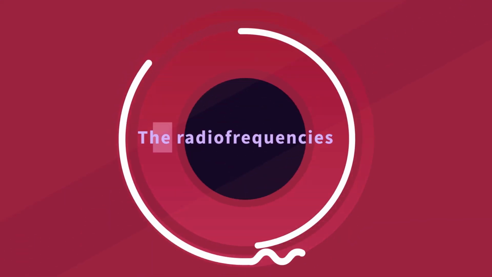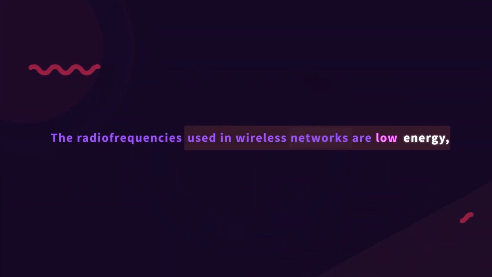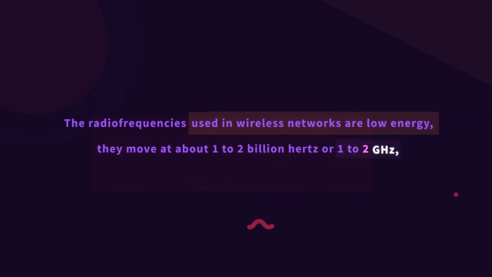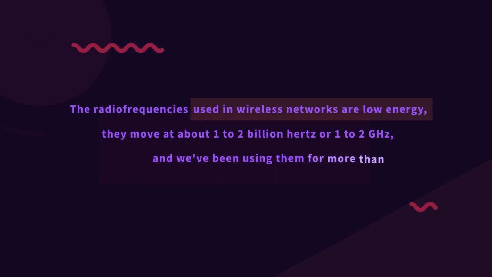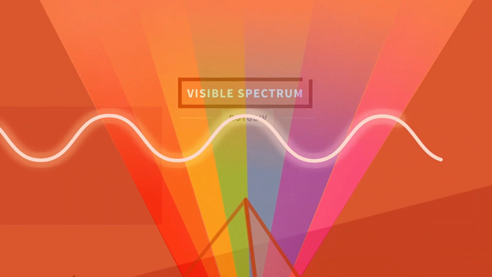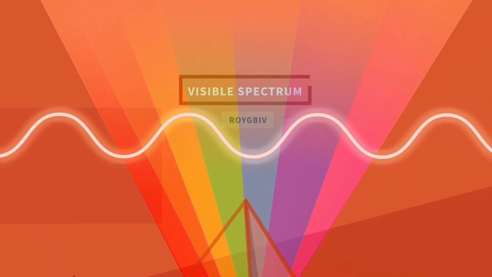The radio frequencies used in wireless networks are low energy, moving at about 1 to 2 billion hertz, or 1 to 2 gigahertz, and we've been using them for more than 100 years. First in broadcast radio and television, then in mobile phones, Wi-Fi devices, baby monitors, garage door openers, and many other household devices.